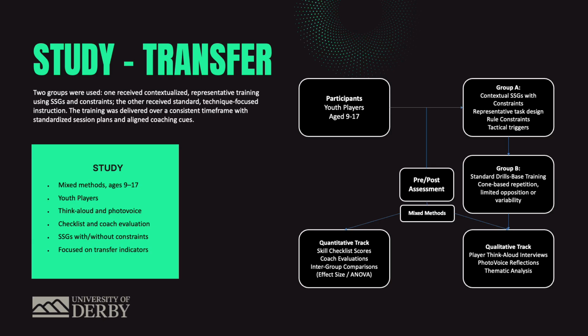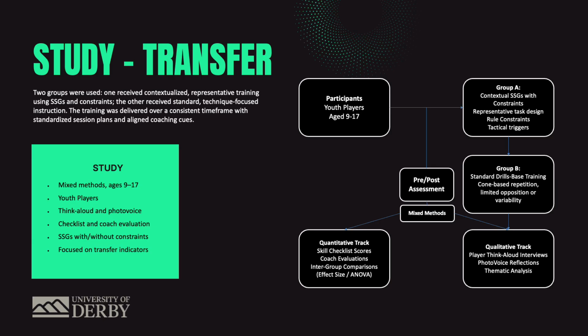The players were split into two groups. Group A was the contextual training. These players trained through small-sided games with rule constraints, representative task design, and tactical triggers. In other words, their training looked and felt like the game. Then I had Group B, a more traditional training group. These players worked with drill-based, technique-heavy methods: cone dribbling, isolated passing, and limited opposition. Both groups trained over the same time frame with standardized session plans and aligned coaching cues to keep things fair.